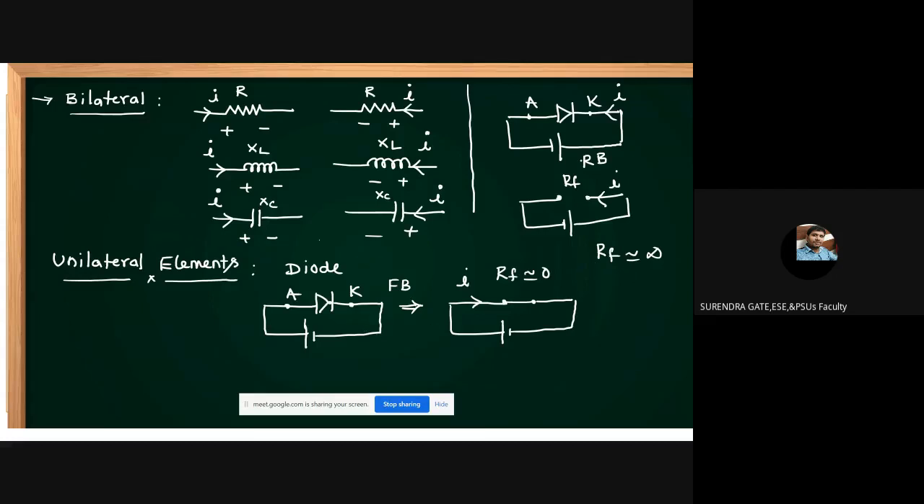Understand? If the current direction is reversed, the resistance offered by this element also changes. For two different directions of current, it offers two different resistances. That's why it is treated as a unilateral element. That is how you can identify which is a bilateral element and which is a unilateral element. Now, from the characteristics point of view, how do we identify it, mainly in competitive exams? Instead of giving the type of element, they give the characteristics and ask you to identify whether it is a unilateral or bilateral element.